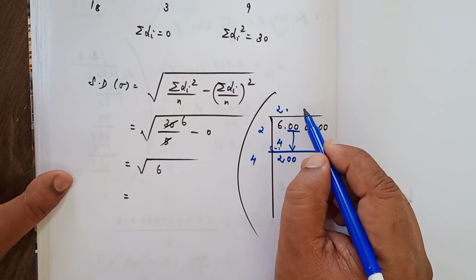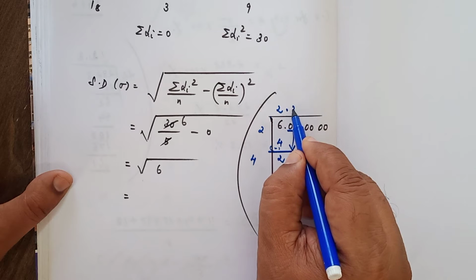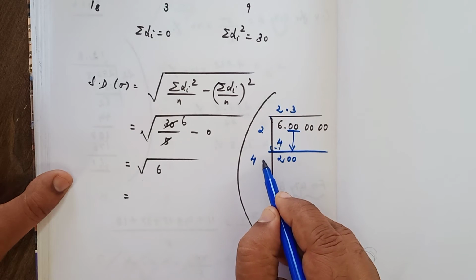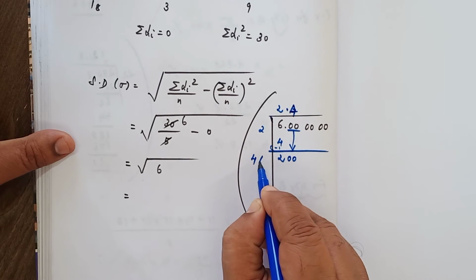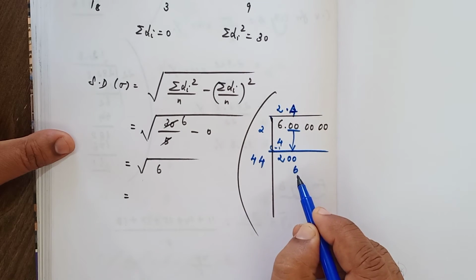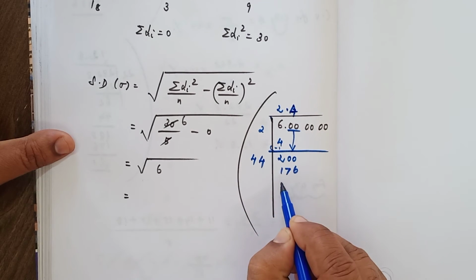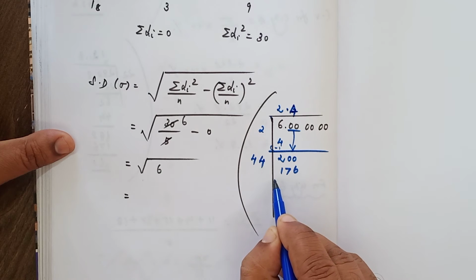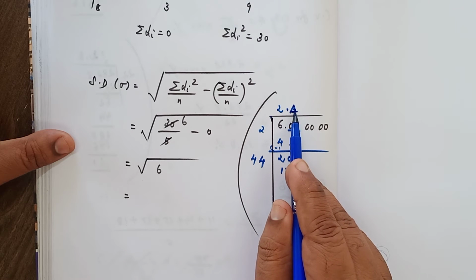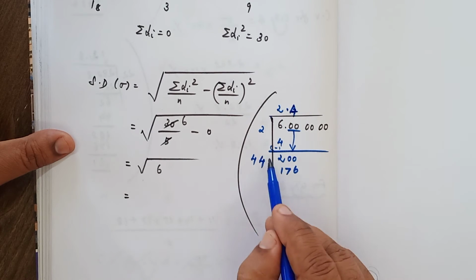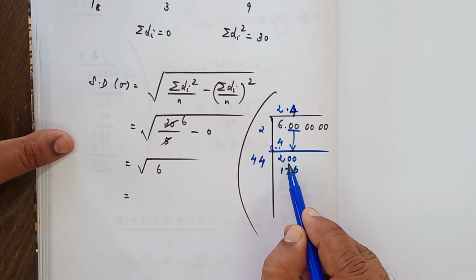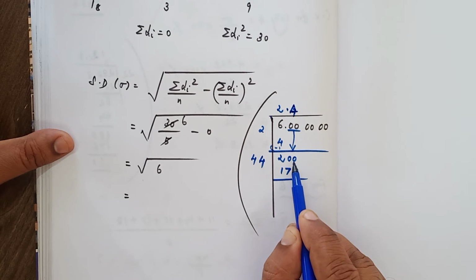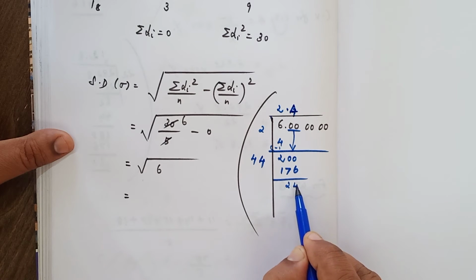We can take here 4. 4 here also 4. 4 4s are 16, balance 1. 4 4s are 16 plus 1 is 17. Nearer to 200. No chance of taking 5. If we take 5, here also you have to take 5. 45 into 5 is 225. That will be exceeding 200. Now subtract, that is equal to 24.